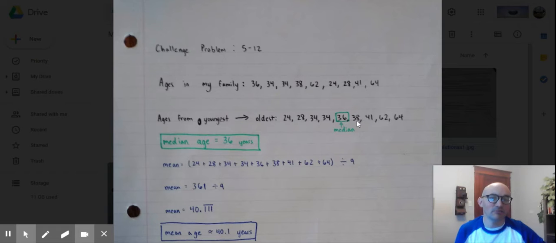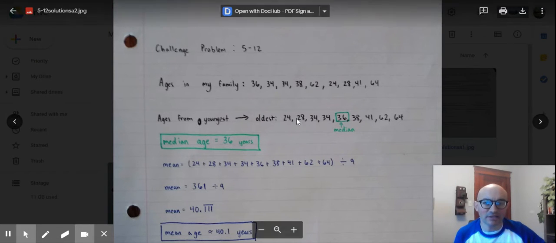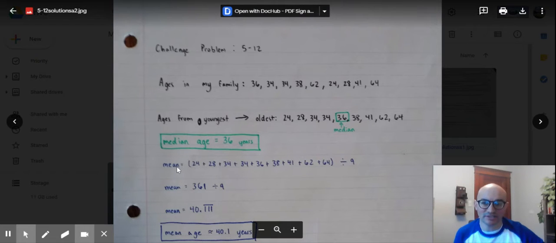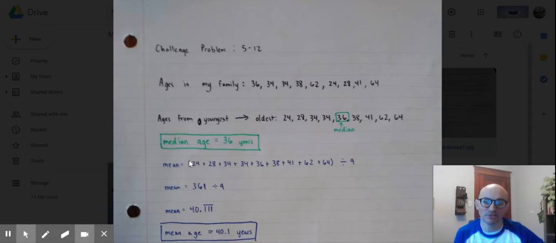The middle number, the 5th number here, happens to be 36 in my data. That's the median. The challenge problem asks us to find the mean and the median. The median is just that middle value right there. The mean we calculate by adding all these together and dividing by the total number. Here you can see I set up my problem. I say mean equals, open parentheses, all my values for ages listed out. There are 9 total values, so I divide by 9.